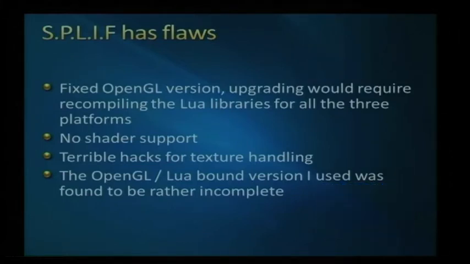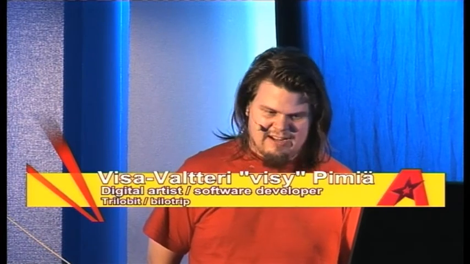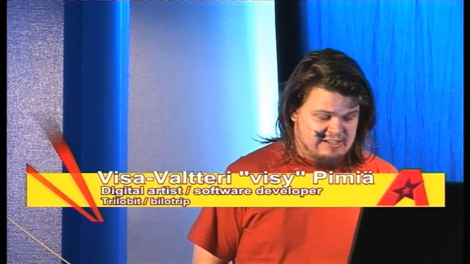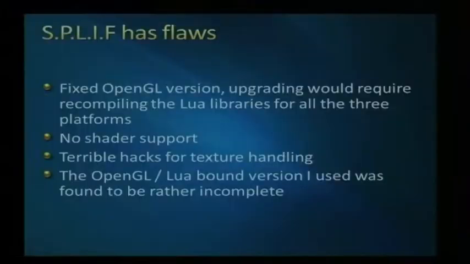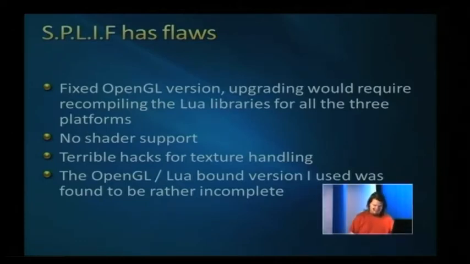So no shaders. Had some terrible hacks for texture handling, like had some problems with the way Lua handles memory and does some things pretty strangely. I never really understood why some things seem to work properly and sometimes they just didn't. No clue there. Probably just my own incompetence in coding, as it usually is. And the OpenGL version I was using was found to be incomplete as well, so there was a number of OpenGL functionality missing there. But I sort of lived with it. Did a few demos on it anyway. Didn't really bother thinking about those flaws too much when I was making stuff with it.